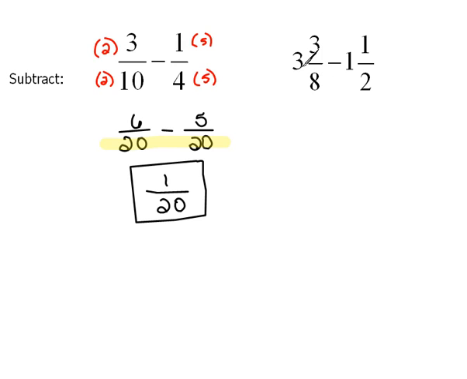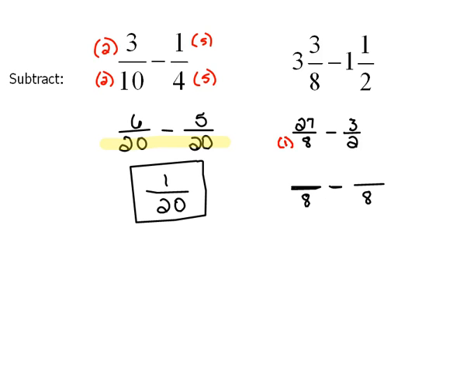Multiplying 3 times 8 would be 24, plus 3 would be 27. So 27 over 8 minus 2 times 1 would be 2, plus 1 would be 3 over 2. Now at least we have fractions, so we need a common denominator. Let's think of what we can change these into so that 8 will go into it and 2 will go into it. And in this case, that would be 8.